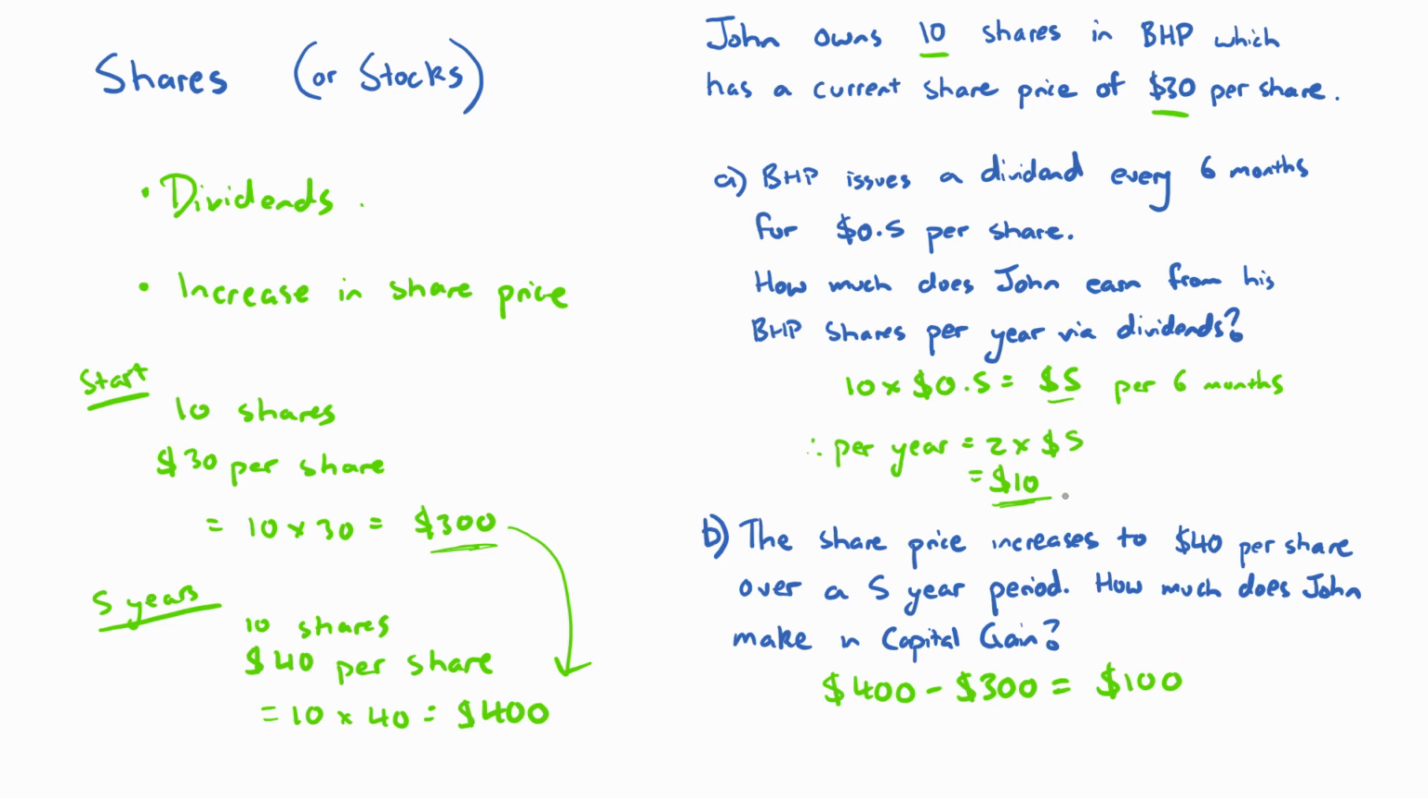Now that's in addition to the dividend. So let's just extend this a little bit further. He makes $100 in share price gain, and in that 5 years also makes $10 per year. So the total return, and now we're excluding any taxes at this point, we're going to get to that in the next topic, but the total return will equal $100 as the share price increase plus 10 times 5 years. So that'll be 50, so it'll be 150. That's how much return John gets from investing $300, which is 10 shares in BHP over the 5-year period.